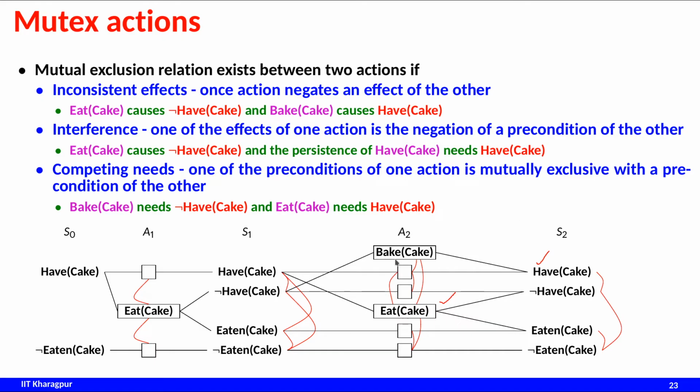Like if you look into bake cake and eat cake: eat cake depends on have cake and bake cake depends on not have cake, and they are mutually exclusive. Therefore these two actions are mutually exclusive. So by looking into the preconditions and the effects, we can figure out what actions can take place together.